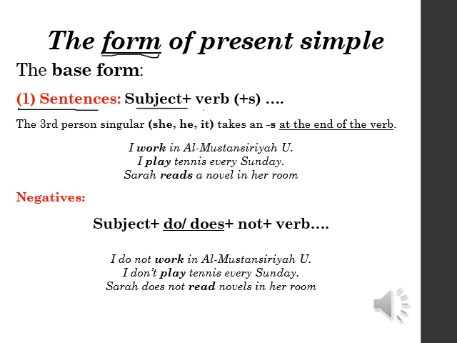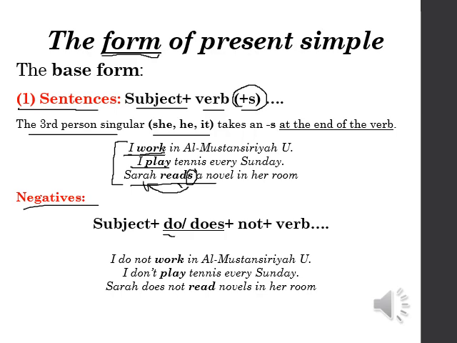With sentences, the form is a subject plus a verb. In this verb, there will be an S if the subject is a third person singular, that is he, she, or it. Let's look at these examples. I work at المستنصرية University. Subject and a verb. I play tennis every Sunday. Subject and a verb. Sarah reads a novel in her room. Subject and a verb with an S because we have she.